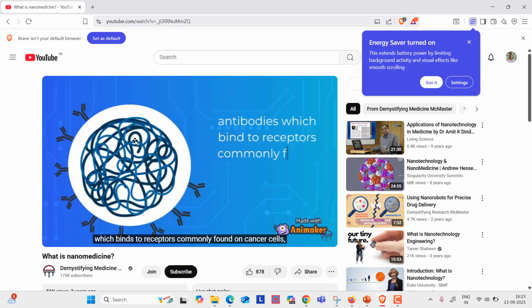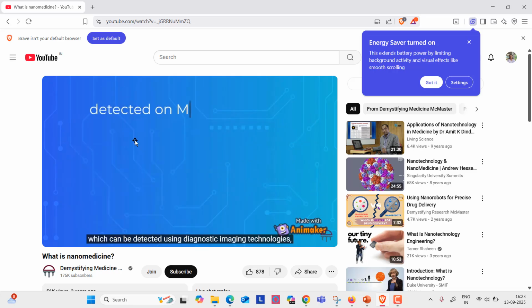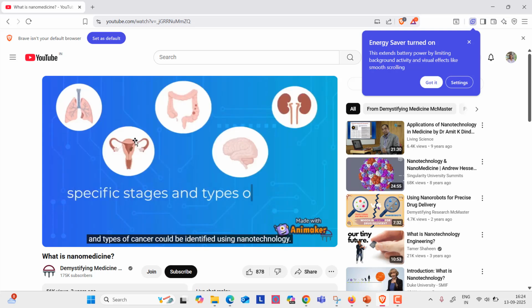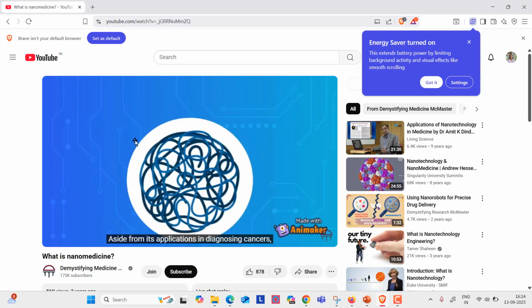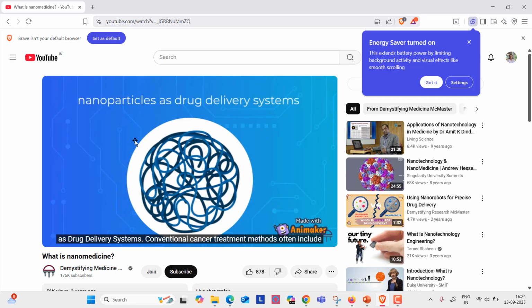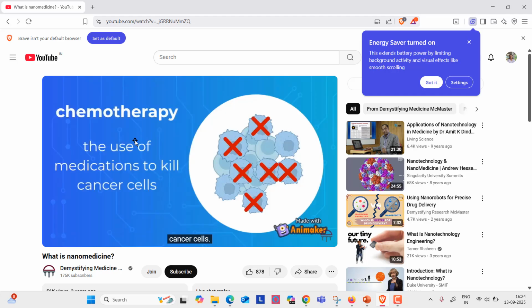Nanotechnology has the potential to address these two shortcomings. Antibodies which bind to receptors commonly found on cancer cells can be coated onto nanoparticles, which can be detected using diagnostic imaging technologies such as MRI and CT scan. Furthermore, this concept can be applied to various molecular targets, which means specific types of cancer could be identified using nanotechnology. Aside from diagnosing diseases, there are many applications, such as cancer treatment and drug delivery systems, then chemotherapy, which involves the use of medications to kill cancers.